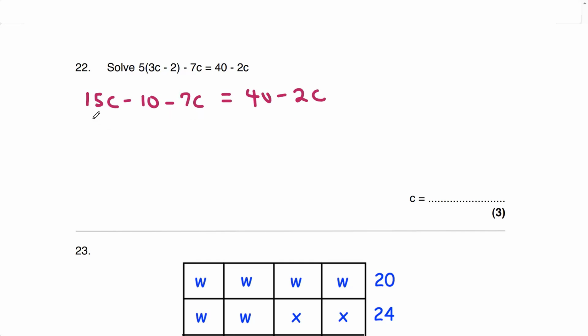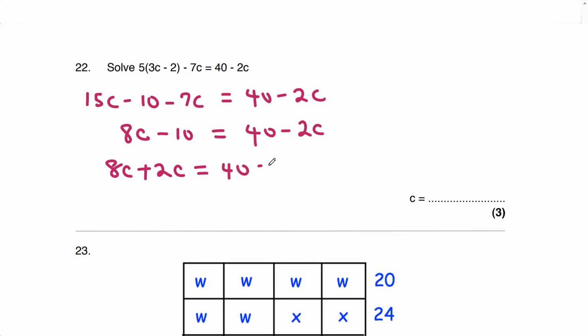Now, on the left side, I want to simplify further. 15c take away 7c, that's 8c, and then it has minus 10 equals 40 minus 2c. Now, what I can do here is to add 2c on both sides. 8c plus 2c equals, and then add 10 on both sides. That's 40 plus 10. Now, this simplifies to 10c equals 50. Obviously, c will have to be 50 divided by 10, and that's going to be 5.